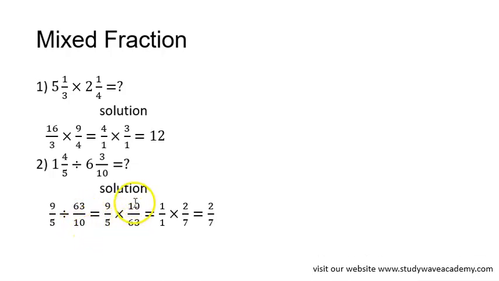Remember, we interchanged it. So we have equals to, if 9 going to itself is 1, if 9 going to 63 is 7. If 5 going to itself is 1. If 5 going to 10 is 2. So we have 1 times 2 and 1 times 7. 1 times 2 is 2, right? And 7 times 1 is 7. So we have 2 over 7 as our answer. Okay? Do we understand this?